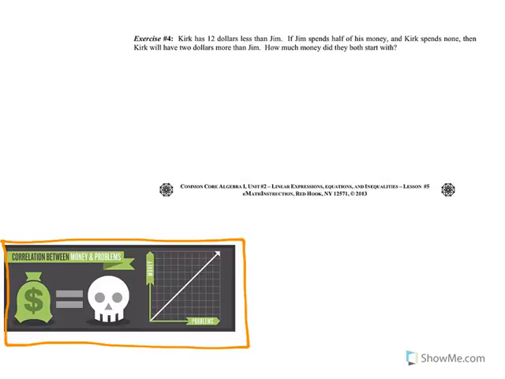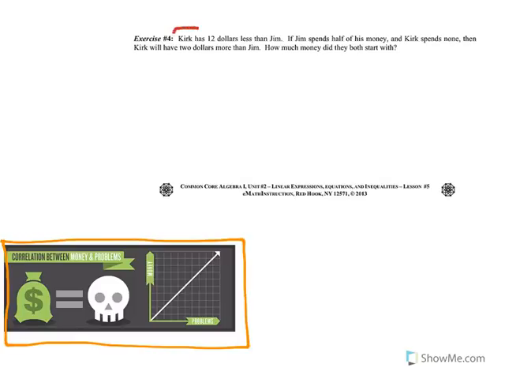So Kirk has $12 less than Jim. If Jim spends half his money and Kirk spends none, then Kirk will have $2 more than Jim. How much money did they both start with? All right, this seems like an awful problem to try to figure out, but we can make it simpler for ourselves by figuring some stuff out and using some let statements.